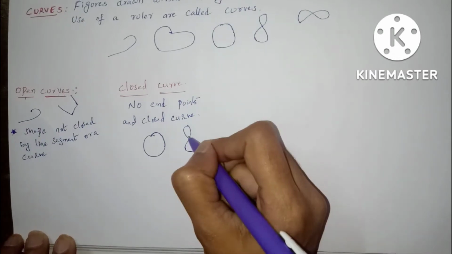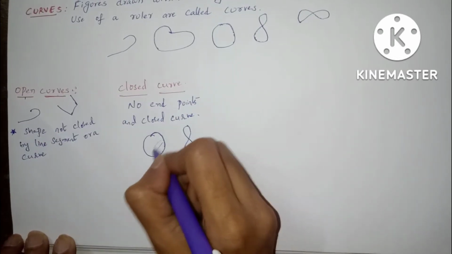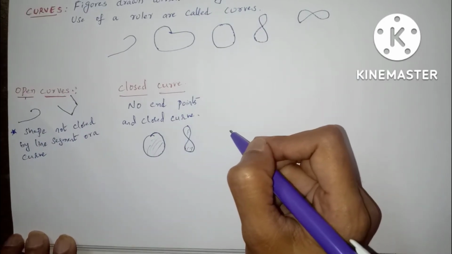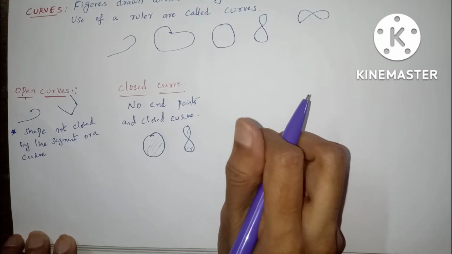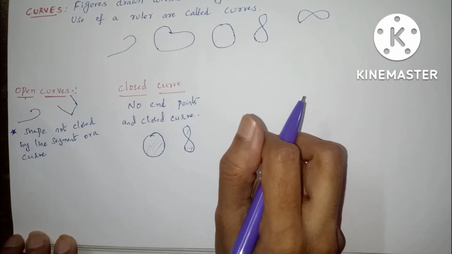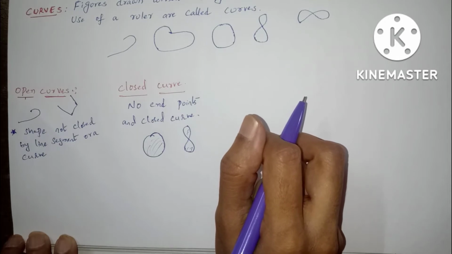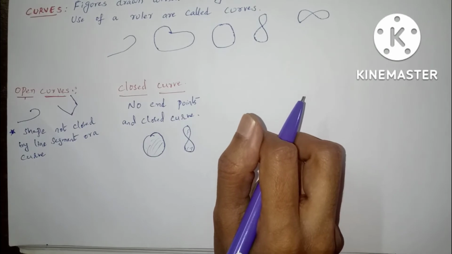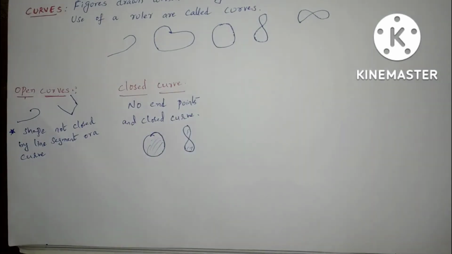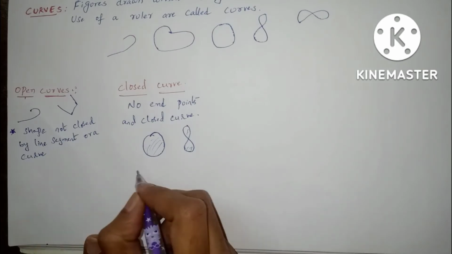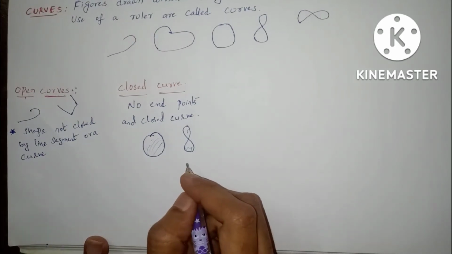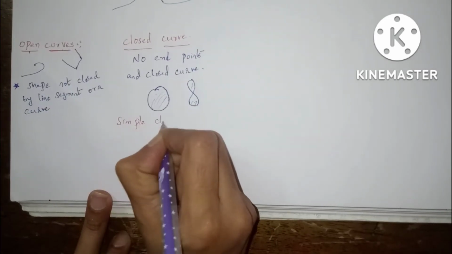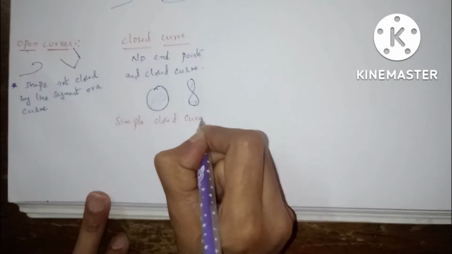It means the figure is enclosed by an area. So this is an area and this is also an area for a closed curve. So what is the definition of a closed curve? A closed curve is a curve which has no end points and which completely encloses an area. Then this closed curve is again classified into one more type, that is the simple closed curve. This is an important topic, simple closed curve.